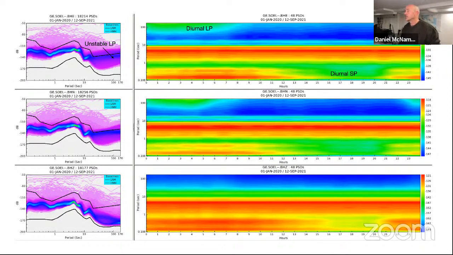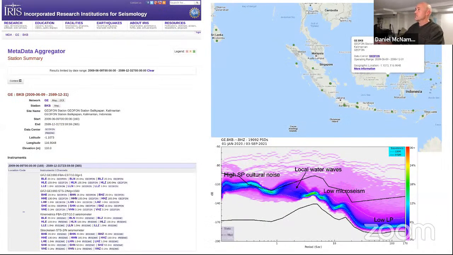Okay, this station is BKB, moving to the north. This one has very high short period cultural noise. It's up there along the high noise model for the most part. Has very low microseism, which is interesting. However, it has this really interesting feature that I've labeled local water waves.